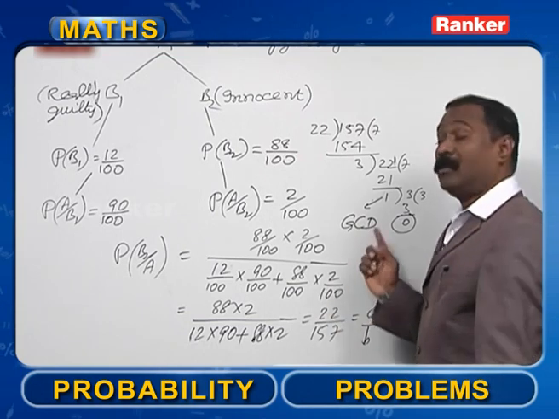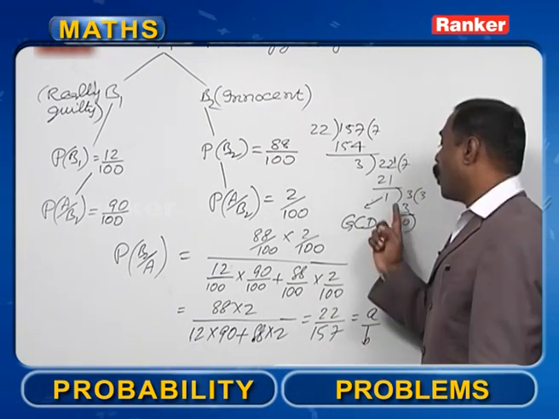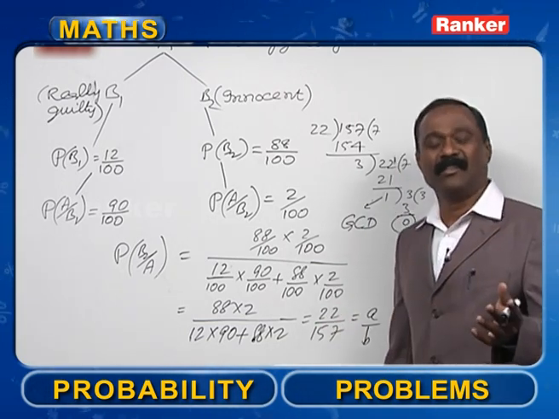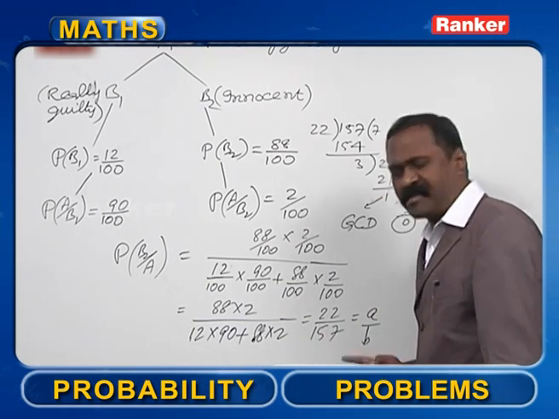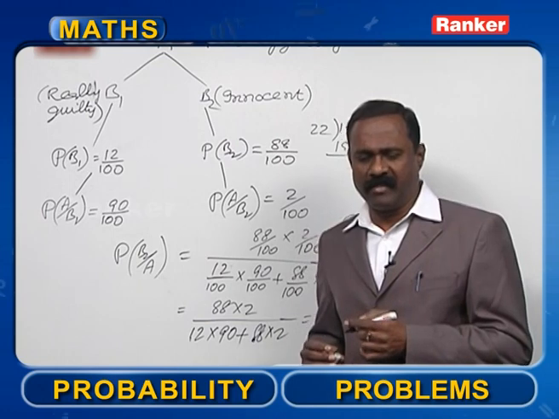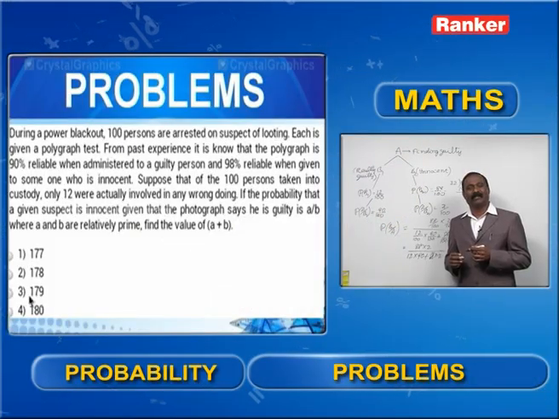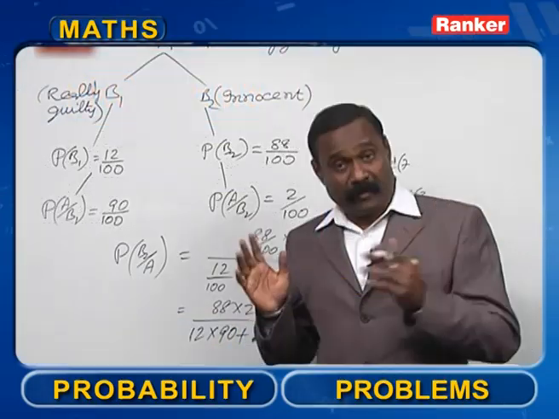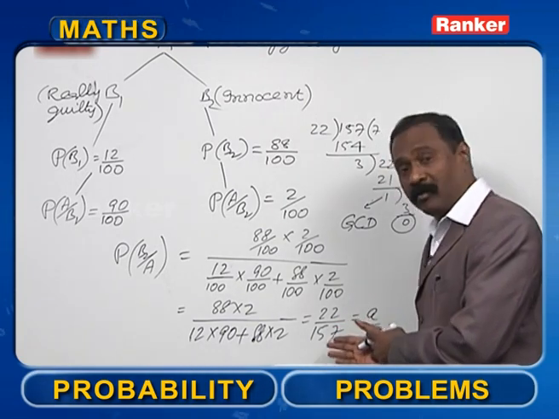So whenever the GCD of two numbers is 1, then these two numbers are said to be relatively prime numbers. What should be A plus B now? It is 179. You see the options there, please. It is the third option, 179. Okay, now that's all. I hope your doubt is now cleared. It is 22 upon 157.